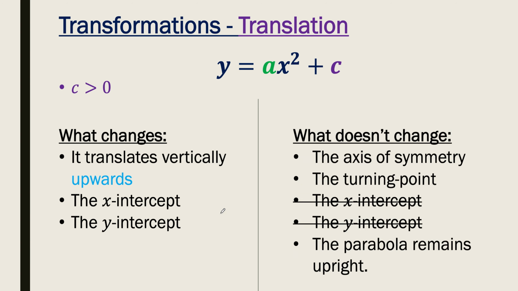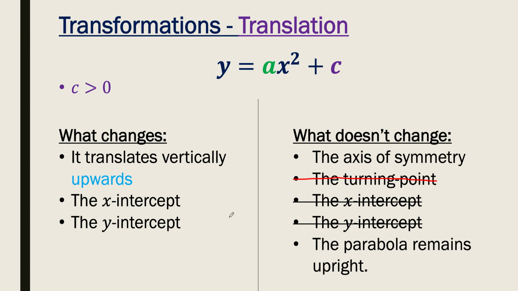What hasn't changed? The axis of symmetry hasn't changed. Oh, mistake here, I have to cross this one. The turning point, of course, has changed. The x-intercept has changed and the y-intercept has changed. But in this case, the parabola remains upright because I'm not talking about the a at the moment. I'm focusing on the c, okay? Remember that the a is the one that is going to define if the parabola remains upright or not.